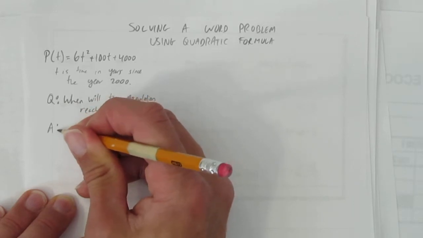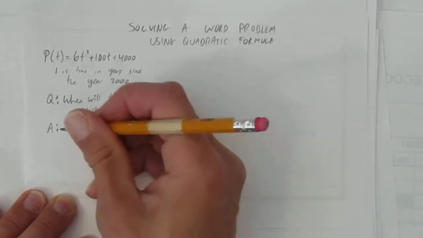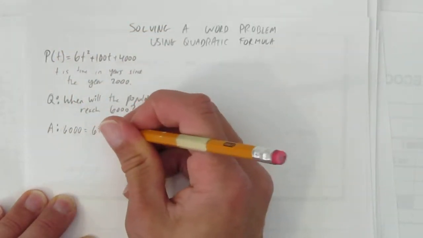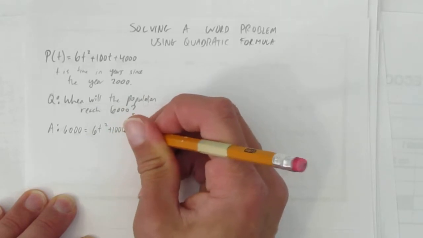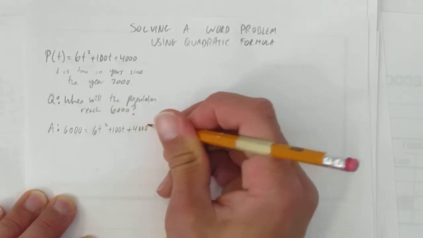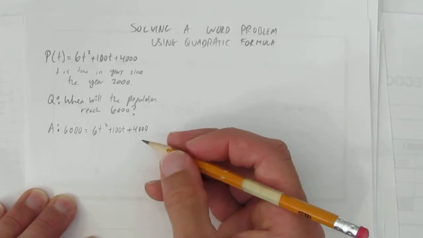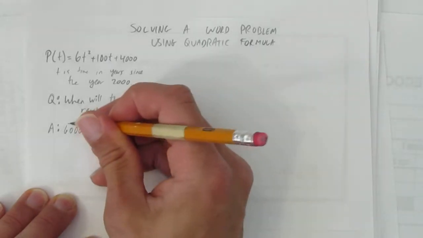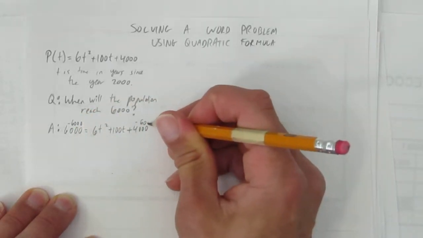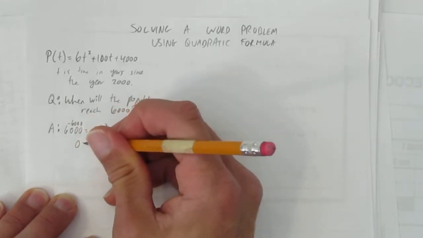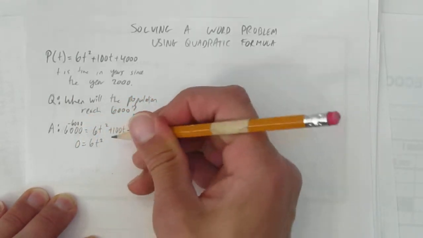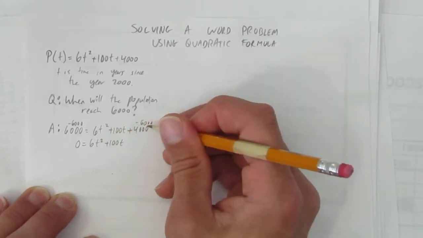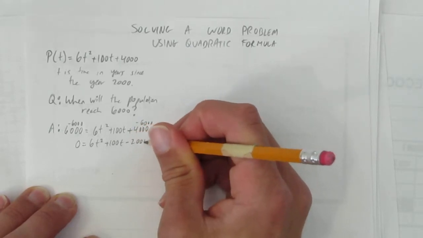The key first step is to sub in 6,000 for the population, the left-hand side. The right-hand side stays the same. Now, once you've got that all written out, you want to move everything to one side. You can move everything left, but hopefully you see it'd be way easier to get everything on the right. How do you get rid of positive 6,000? Subtract 6,000 from both sides. When you do that, you get 0 on one side, and on the other side 6t squared plus 100t, and then plus 4,000 minus 6,000 is minus 2,000.